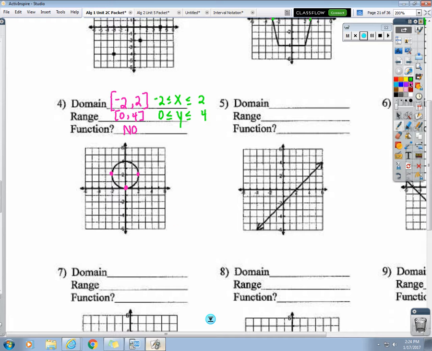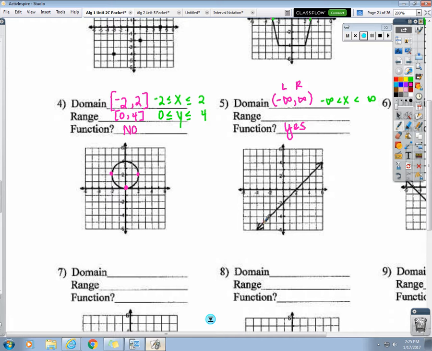Okay, number 5, is it a function? Yes, it would pass the vertical line test. What's the domain? Negative infinity to positive infinity, correct? Because remember, when you're doing domain, you're going left to right. Can't you go left forever, which is negative infinity, and you can go right forever, which is positive infinity. So as an inequality, you would write it like this. X in the middle for domain, negative infinity to positive infinity, but those are never included, so you don't put the equal to bars. What about range?